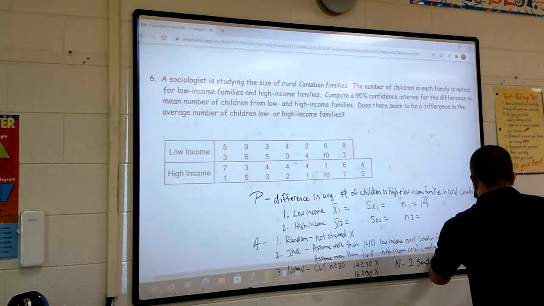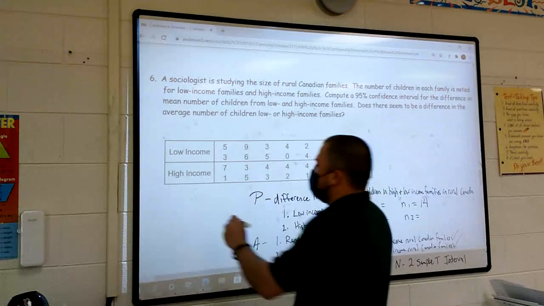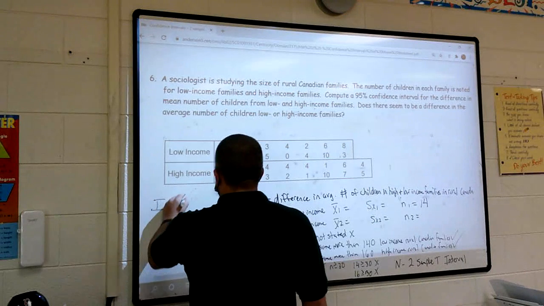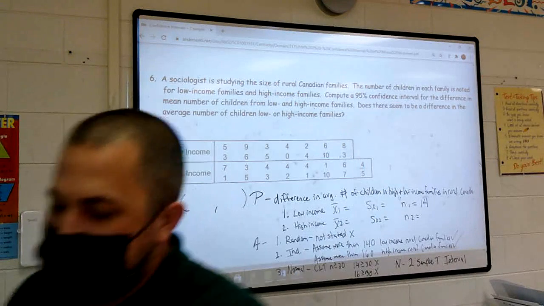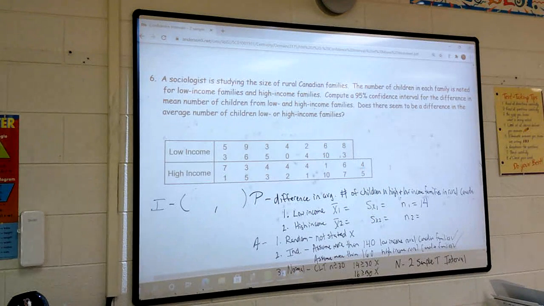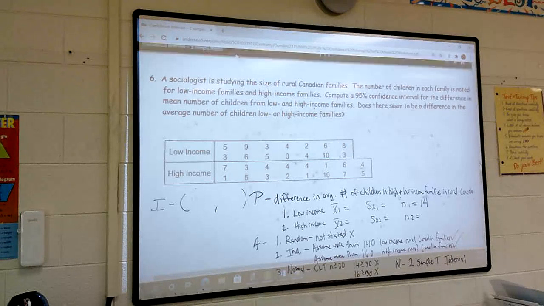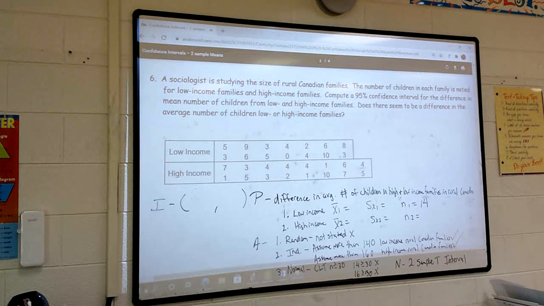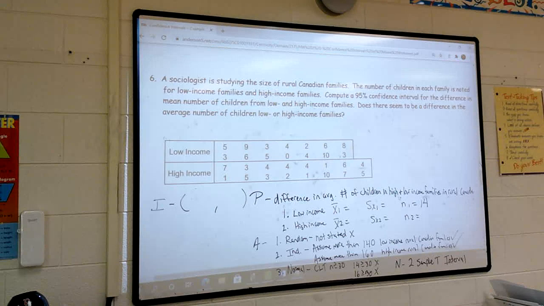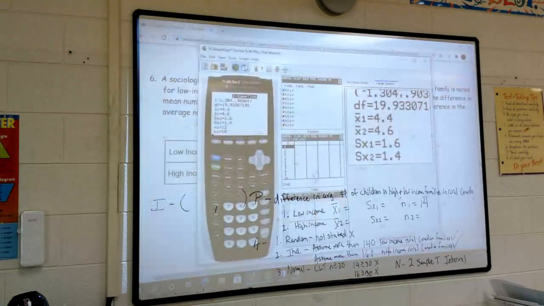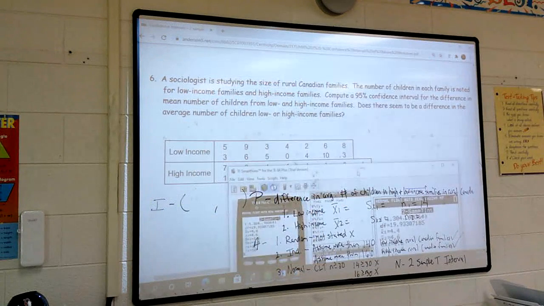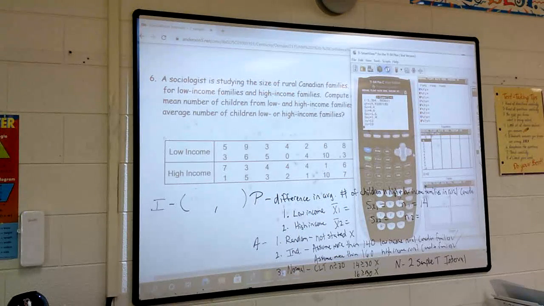So we've got that, same as we had with the last problem. And now we're actually able to go do the interval. Now, to do the interval, you need to put the data into list 1 and list 2. So that's our next step. We've got two things, the low income and high income, and we need to put them into list 1 and list 2.